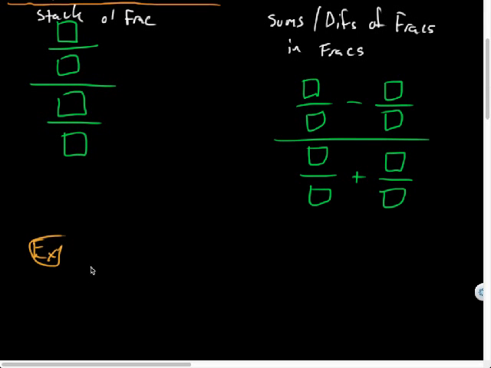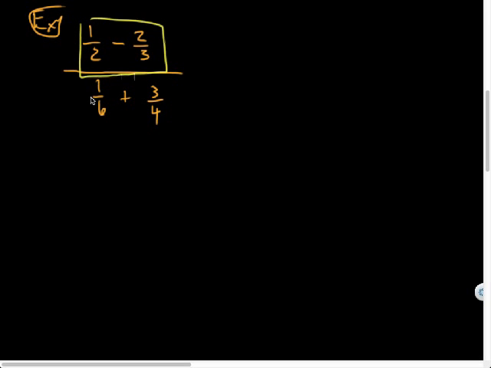So we'll start off real easy. What if I had 1/2 minus 2/3, all divided by 1/6 plus 3/4? When doing this, you could view it as two separate problems, where you figure out how to combine the ones up top and how to combine the ones on the bottom. So let's try that way first.